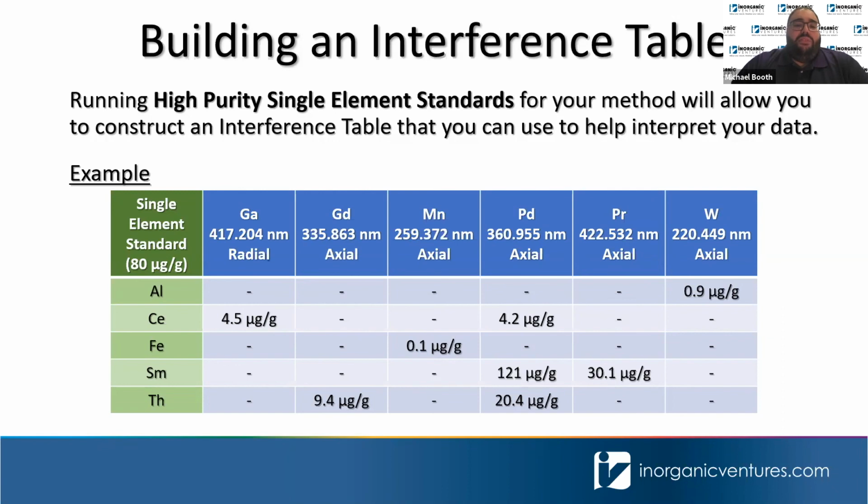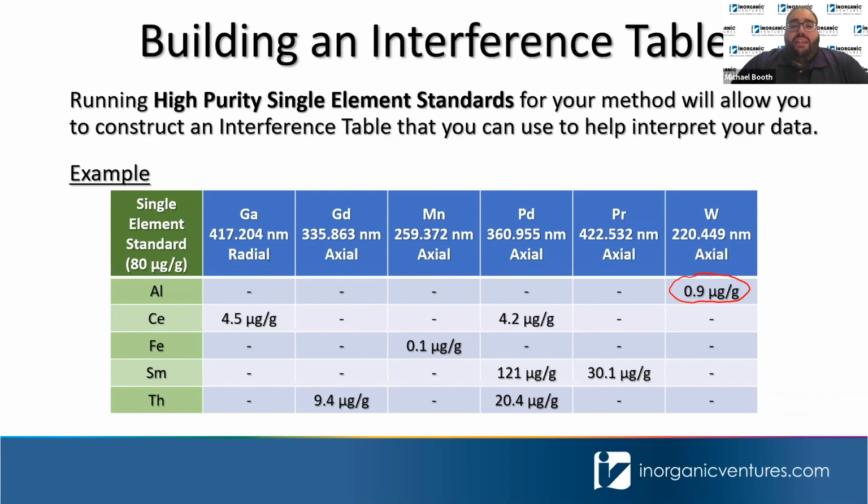So what we did was we looked back at those single element standards that he ran at 80 ppm, and that's that first column in green. And then we said, okay, what does that look like on specific lines for other elements? So in this first example, 80 ppm aluminum shows up as roughly 0.9 to 1 ppm tungsten when you're looking at 220.449 nanometers.